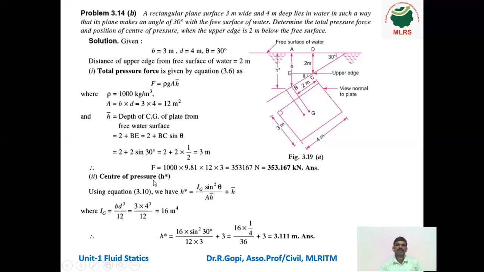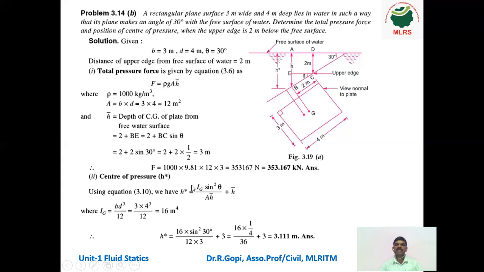Next we come to the center of pressure. That means H star. What is the formula for H star? Since it is an inclined surface, H star equals Ig sin square theta divided by A H bar, plus H bar. Area we already calculated, H bar already calculated, theta value is 30 degrees. So the only unknown value here is Ig.